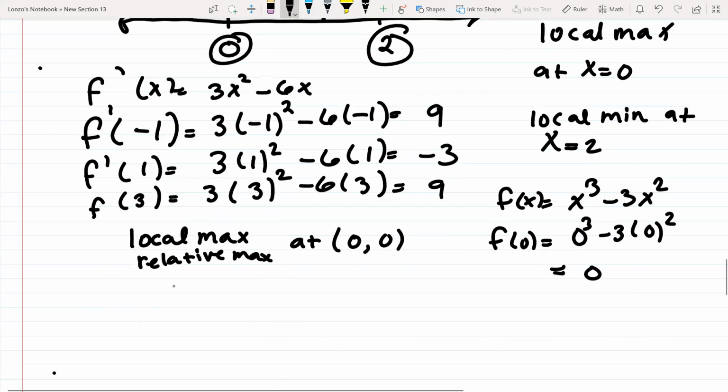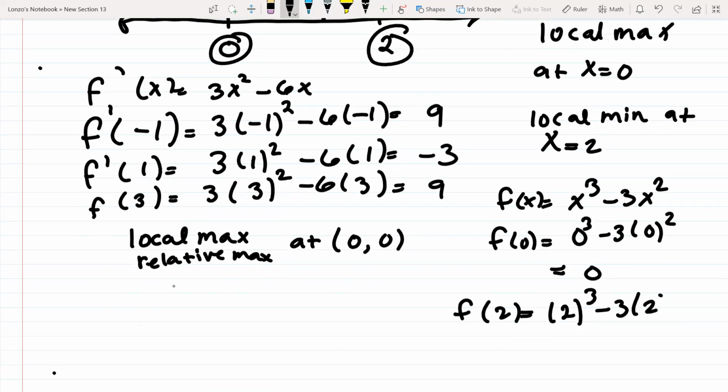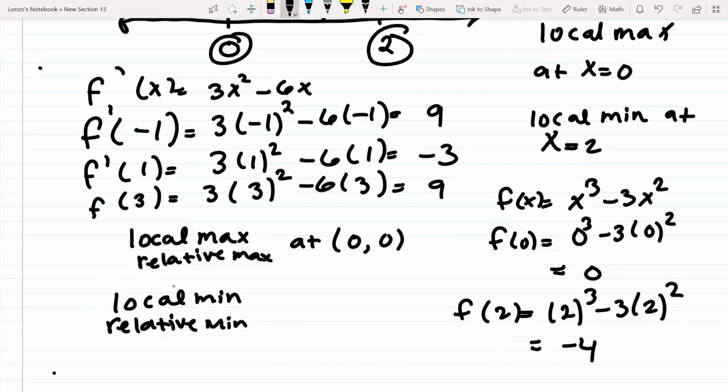Now let's plug in the x value of 2 and let's see what we get. So we have f of 2. That would be 2 to the third minus 3 times 2 squared. So that would be -4. So that means that you have a local min, because the x value is our local min of 2. We have a local min, or relative min, whichever, it's the same thing, at 2, -4.